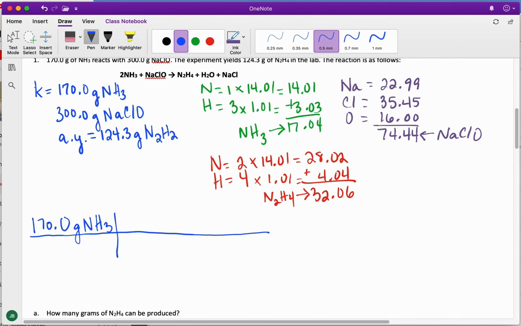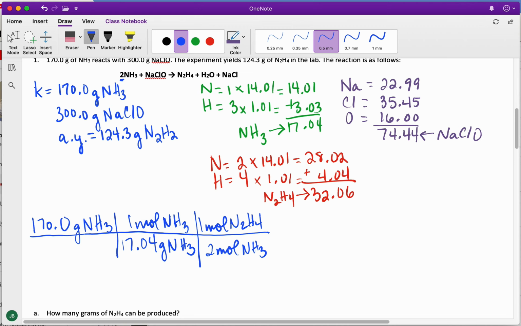Okay, so next we're going to do the molar mass of ammonia, which is going to be 17.04 grams in 1 mole. And then we're going to do our mole ratio. So we're going to have 2 moles of ammonia, and we're going to have 1 mole of N2H4. Once again, where are these numbers coming from? They're coming from our balanced equation.